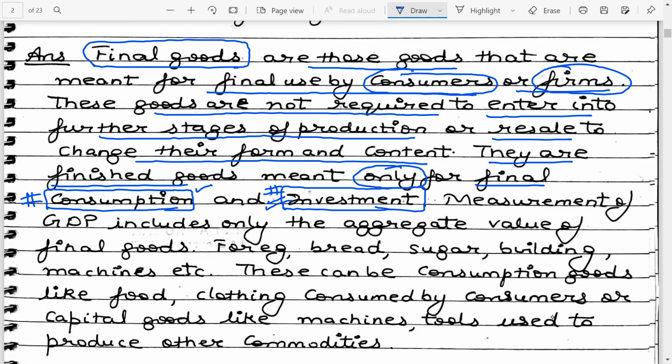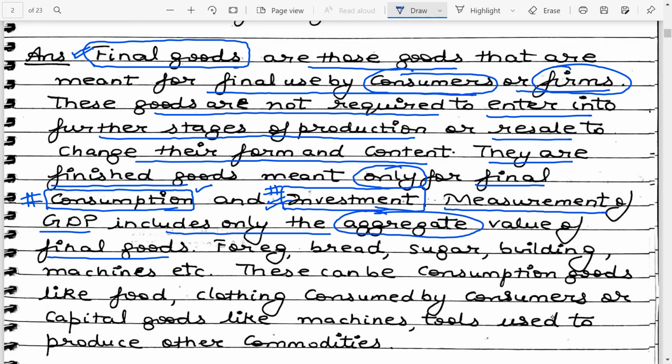And since final goods are to be added in national income, we will add consumption goods also, we will add investment or capital goods also to national income. Why? Because both of these are final goods. So you can see the next line, students. Measurement of GDP includes only the aggregate value of the final goods. Aggregate means the total value of the final goods.